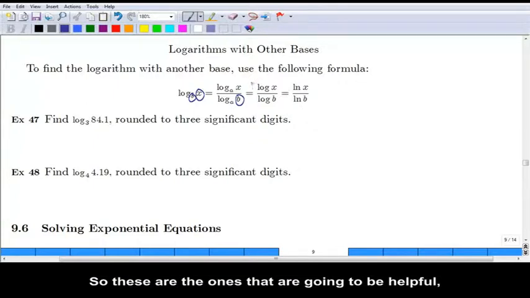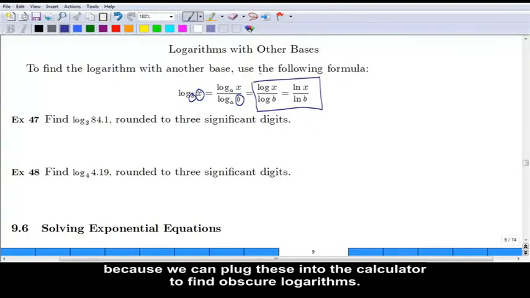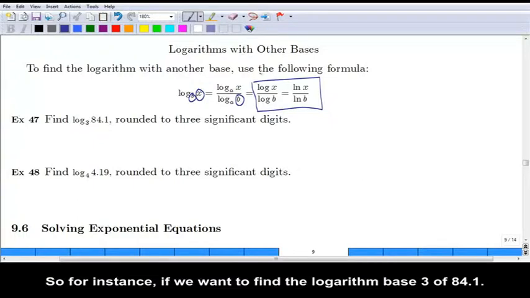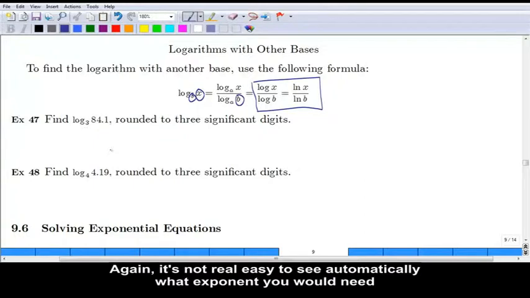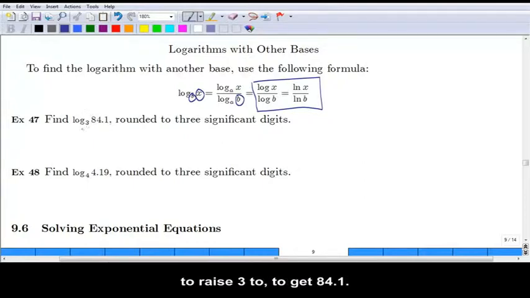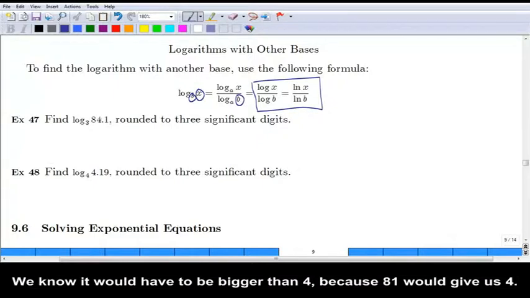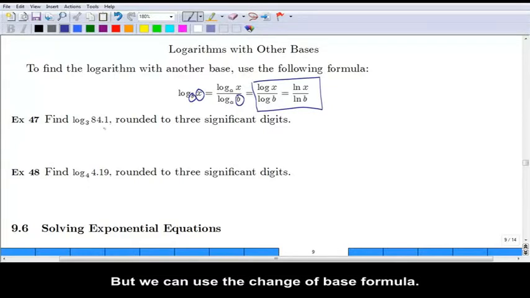So these are the ones that are going to be helpful because we can plug these into the calculator to find obscure logarithms. So, for instance, if we want to find the logarithm base 3 of 84.1, again, it's not real easy to see automatically what exponent you would need to raise 3 to get 84.1. We know it would have to be bigger than 4 because 81 would give us 4, but we can use the change of base formula.